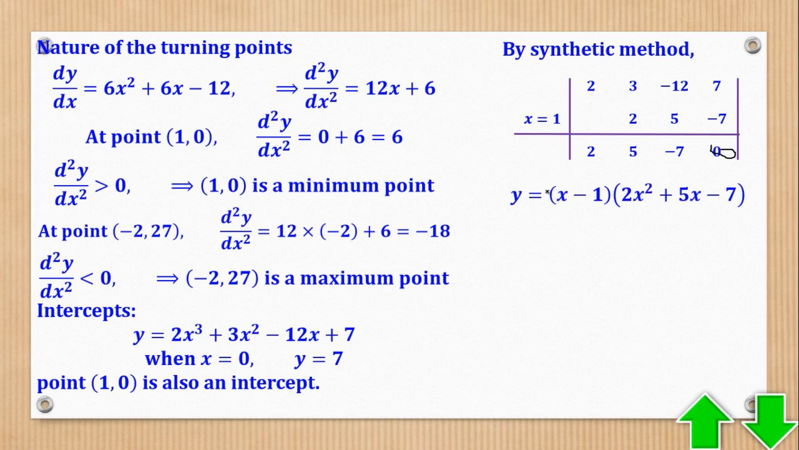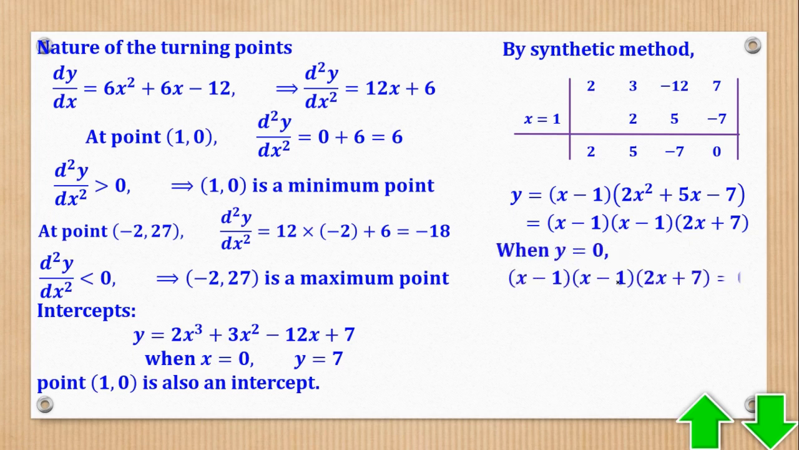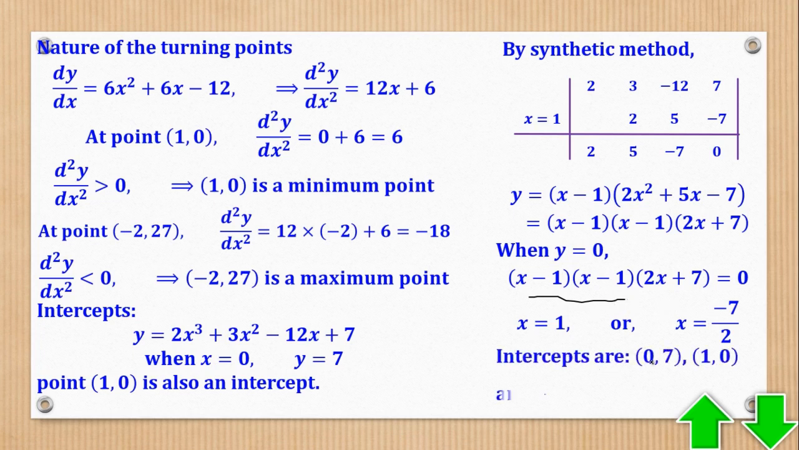Therefore y will be equal to this factor which comes from this root, and then this one, how is it got? This is the quotient of x squared, quotient of x constant. When I factorize this, I'll come up with this. Therefore when y is 0, it means that the whole of this is 0, implying that x is equal to 1 or x is equal to -7/2. Therefore the intercepts are (0, 7), (1, 0) and (-7/2, 0).